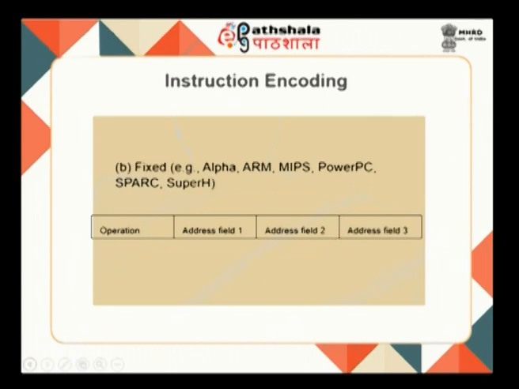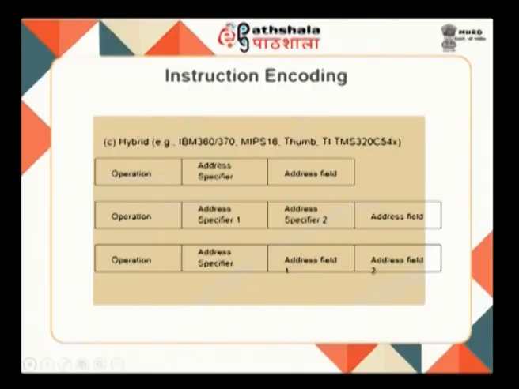When you are looking at a fixed format, all instructions have the same length. So, suppose you have 2 address fields, or a 3 address field, whatever it is, it will fit within only that particular length of an instruction. Say, for example, if you are looking at a 32-bit instruction, all instructions will be only of 32 bits, that is a fixed format.